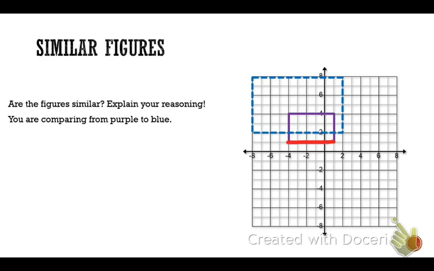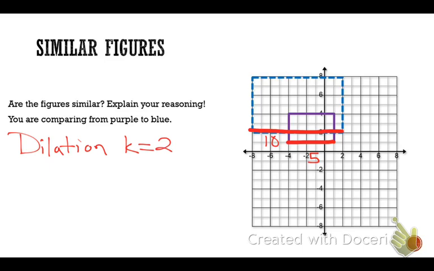So for my purple side, how many units wide is it? It's 5 units wide. Okay, what about my blue one? How many units wide is it? It's 10. Okay, is there a clear connection to get me from 5 to 10? Yes. Yes, what is my scale factor? K equals 2. Dilation, K equals 2.